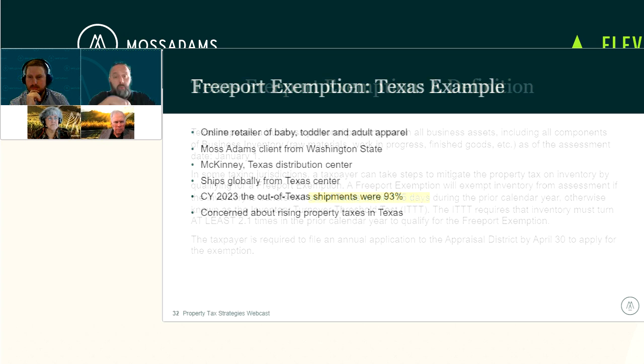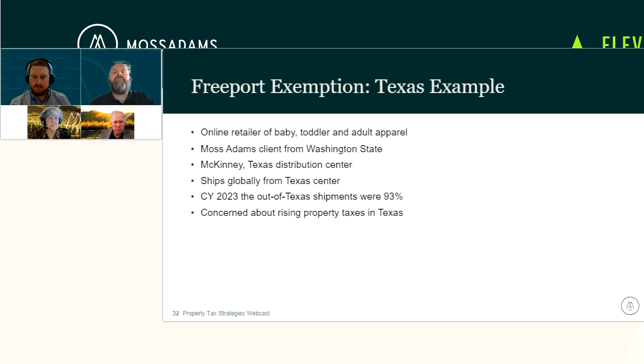So let's do a quick example. And this is a live, true example. We've redacted this as a current Moss Adams client. We do a few services for them, but we've redacted all their information to keep the confidentiality proper here.